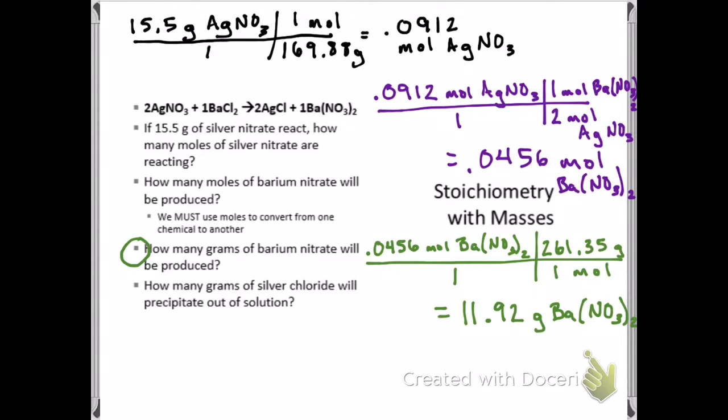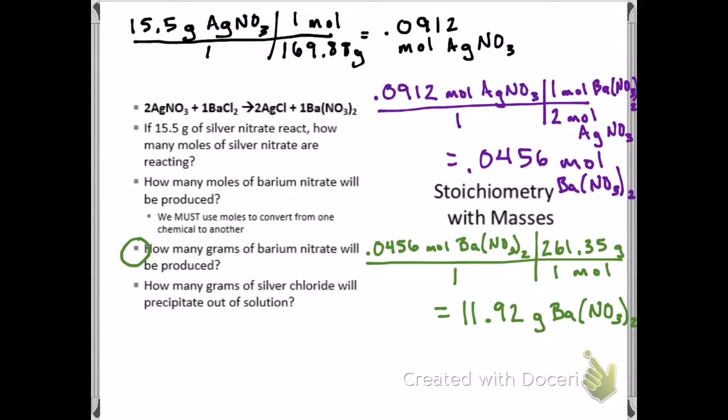So to walk through that whole thing again, this is a three-step problem. We started with a mass of silver nitrate, 15.5 grams. We found out how many moles that was, then went from moles of silver nitrate to moles of barium nitrate, and then went from moles of barium nitrate to grams of barium nitrate.